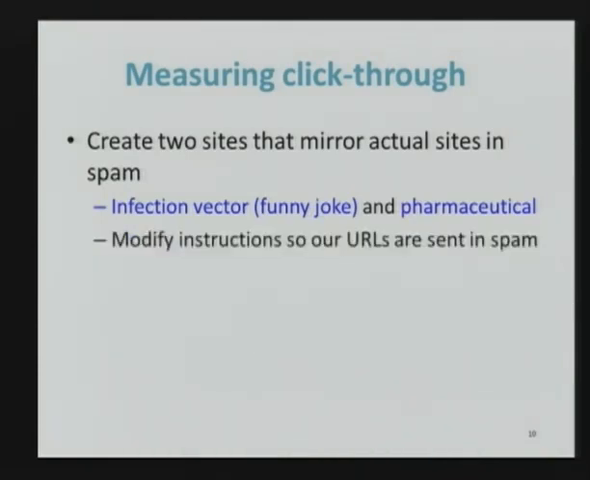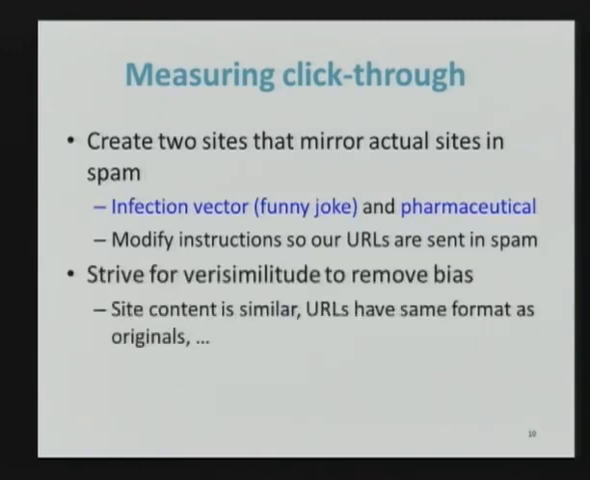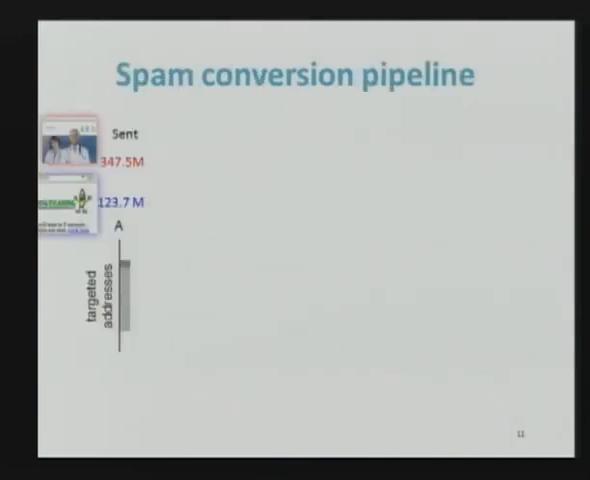So we modified the instructions that were being sent through our proxy bots so that these URLs were advertised in a small portion of the entire botnet's output. And we just did everything we could to make everything look as similar as possible, both at the network level and just at the visual level here, to remove any bias in our measurements.